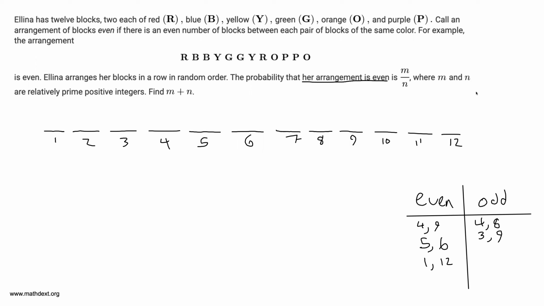Like let's say I put my greens on 2 and 5. Let's say I put my purples on, give me an even number, let's say 8 and 3. If my yellows are on block 12, block 1, let's say my reds are on blocks 10 and 11.